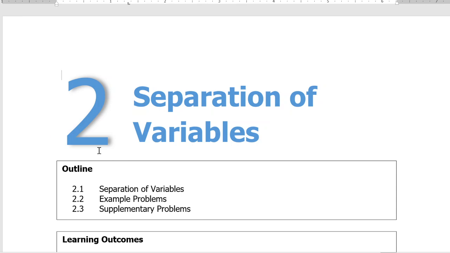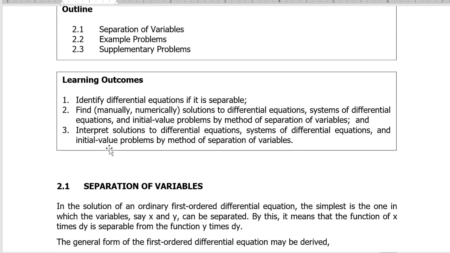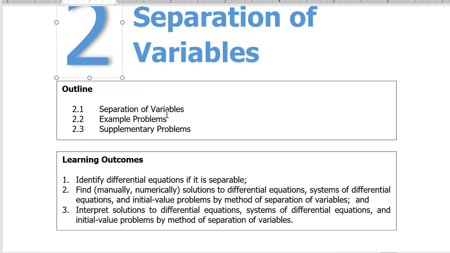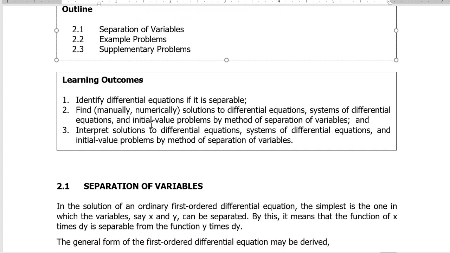So, here is the outline of this chapter. Actually, part 1 of chapter 2: separation of variables, example problems, and there are supplementary problems. But what I will discuss is only this. Of course, the supplementary ones are not discussed; you solve those yourselves. So, learning outcomes.